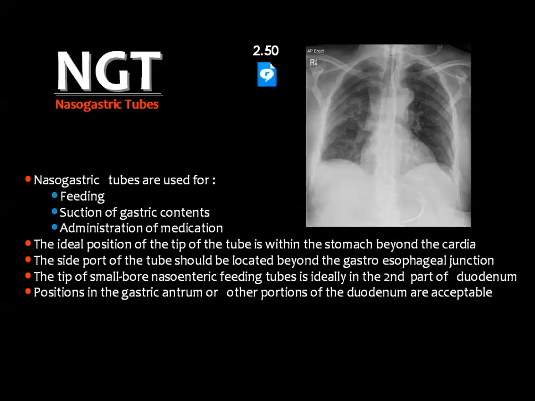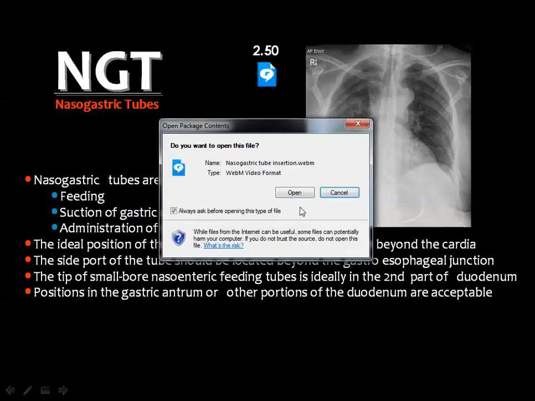Then we came to the fourth tube, which is the nasogastric tube, which is usually put into the stomach through the nose to have many values or indications. It helps for feeding or suction of gastric contents or administration of medication. And this is the way how you can insert the nasogastric tube.